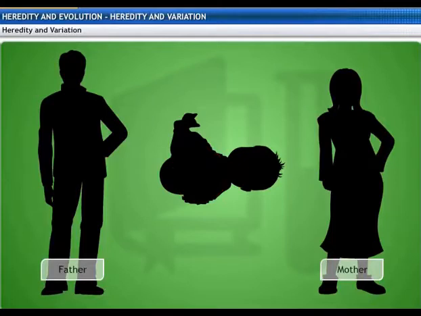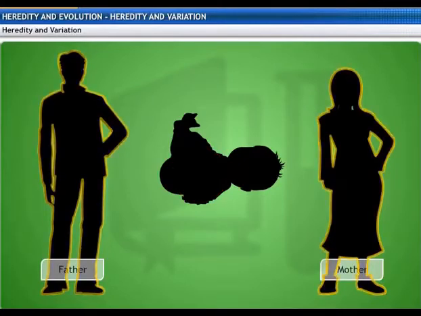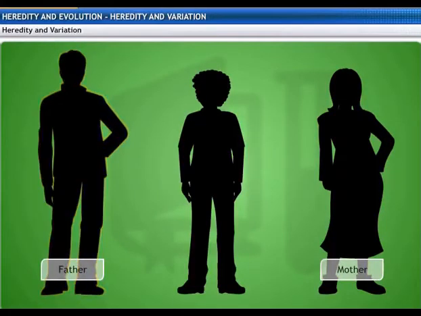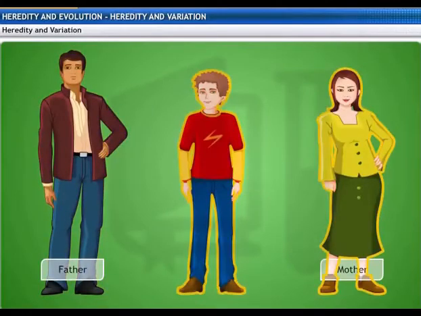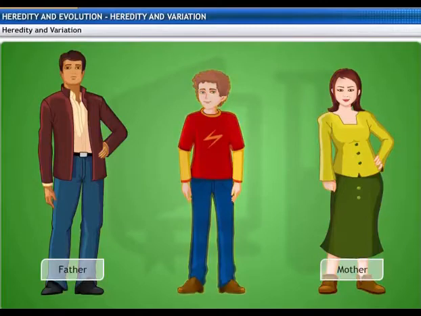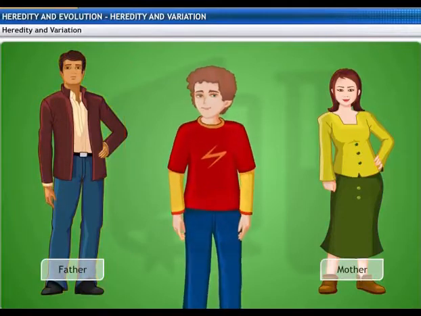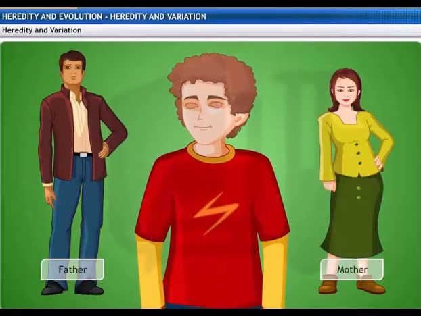So, the newborn child receives 23 chromosomes from the father and the other 23 from the mother. The boy receives genes for the characters from both the parents. The boy has received the gene for height from his father and the gene for skin color from his mother. That's why the boy resembles his parents in skin color and height. But the boy differs from parents in other ways, such as his curly hair and blue eyes, which neither of the parents have.